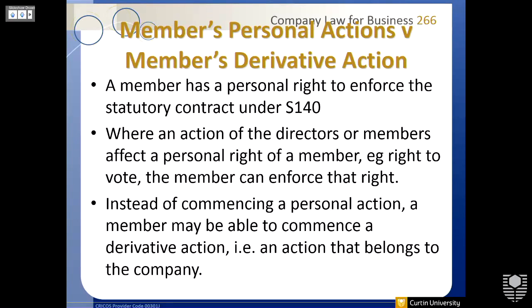As a member, you have got rights that arise out of your statutory contract, and we know that because Section 140 tells us that. Where an action of the directors or members affect a personal right of a member, right to vote, the member can enforce the right. So if the member is stopped from voting in a meeting, obviously the member can enforce that right. And instead of commencing a personal action, a member may also be able to take derivative action, i.e. an action belonging to the company.